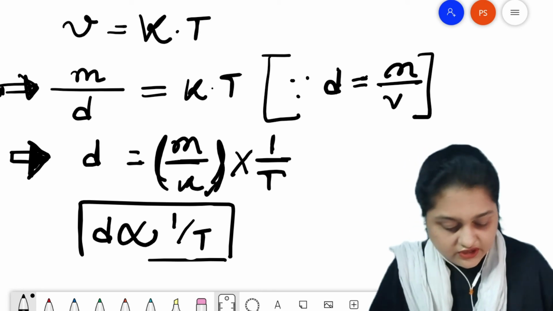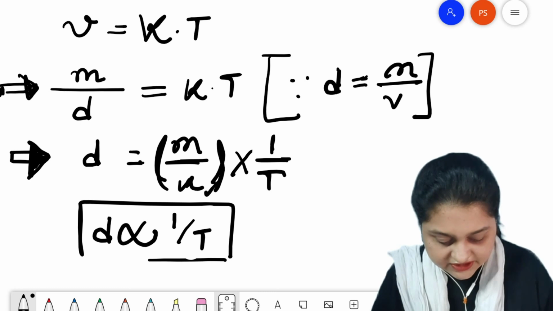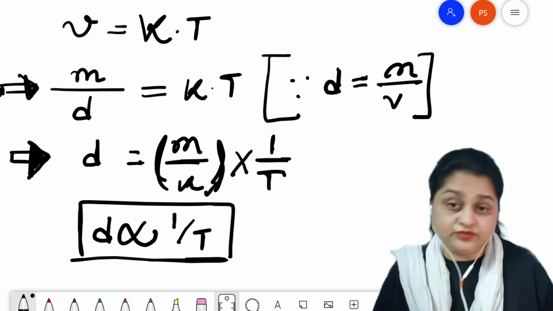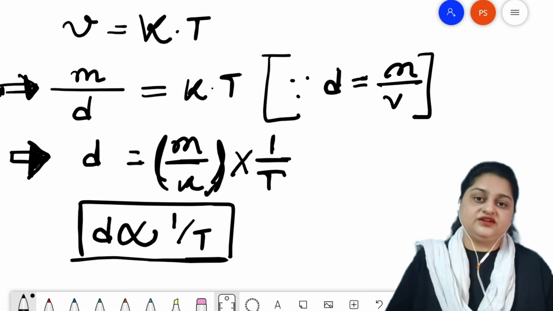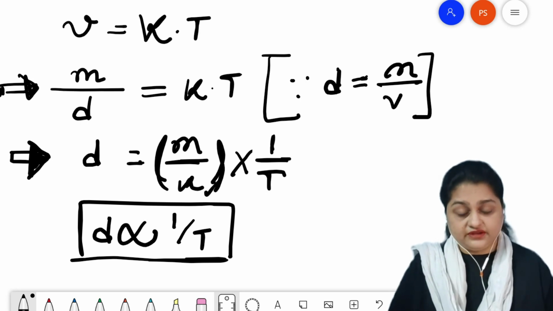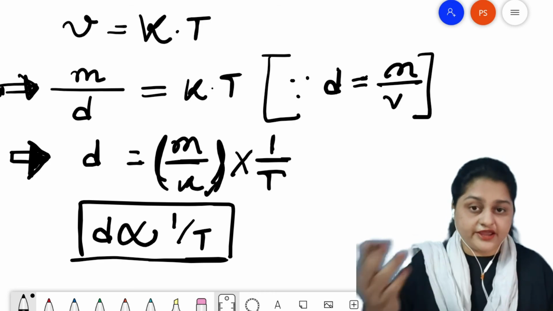Density is inversely proportional to the absolute temperature. That is, if the absolute temperature of a gas is increased, the density of the gas will decrease. If the absolute temperature is decreased, the density of the gas will increase. Gases are found to be more dense at low temperature and less dense at higher temperature.